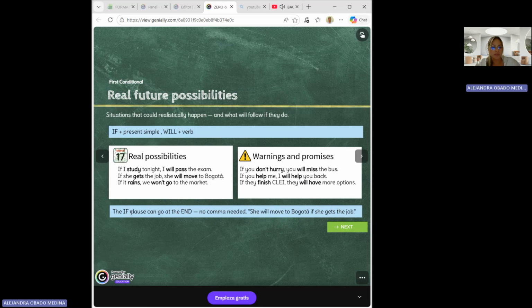Grammar tip, very important. The if clause can go at the end. No comma needed. She will move to Bogota if she gets the job. Same meaning, different position. If first, comma. If last, no comma. Write that down.